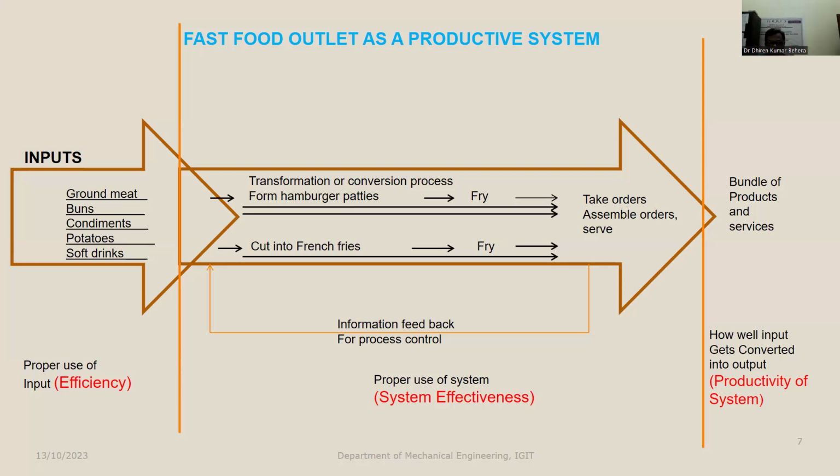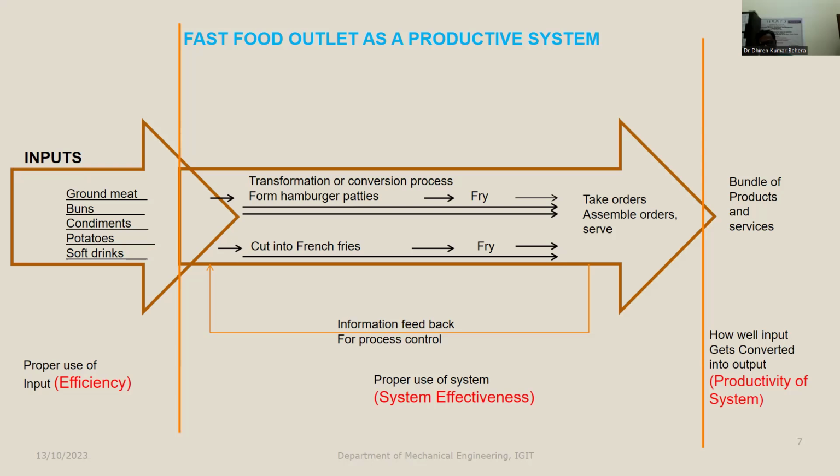Let us take a case study which has been observed, or a paper, that is a fast food outlet as a production system. So you'll find what the inputs are. You can say ground meat, buns, potatoes, some condiments, soft drinks, whatever it may be. These are the inputs. They undergo transformation, or what we call the conversion process: hamburger patties fried, potatoes cut into French fries, etc. Take orders, assemble orders, serve. And you will find the bundle of products and services coming out.